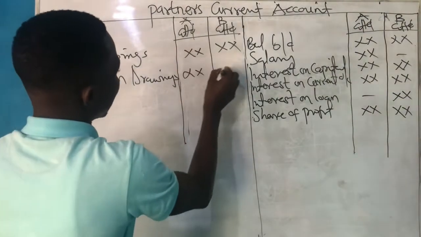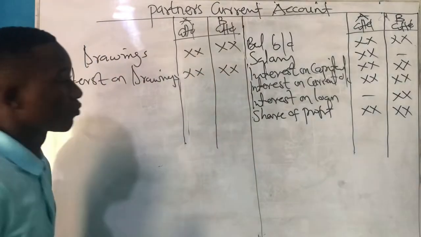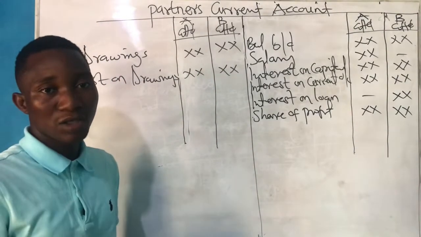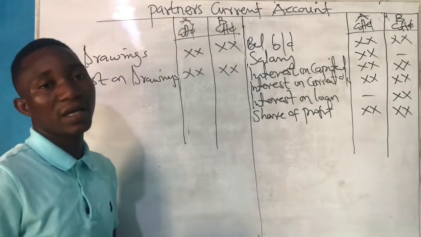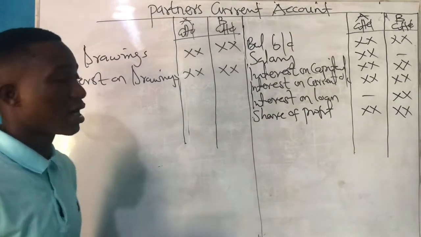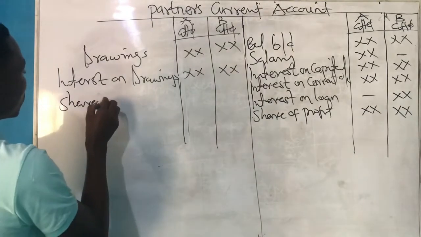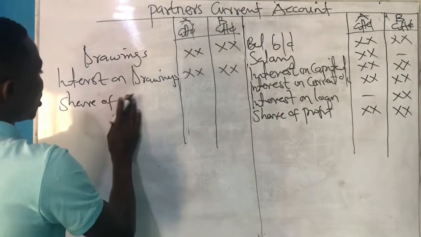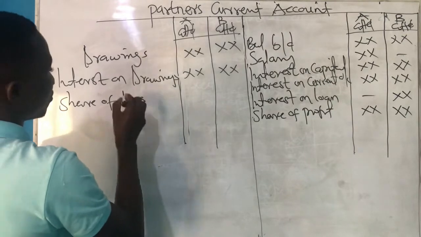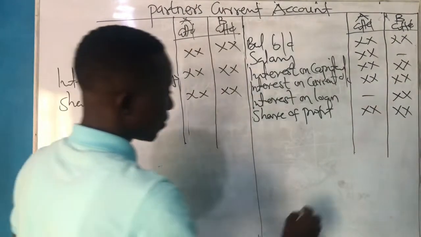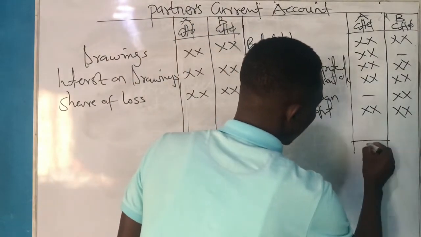Let's say the two partners. And if there is a share of loss from the profit and loss appropriation account, it is going to reduce the individual partner's current account. So share of loss. So we sum it up, the total.